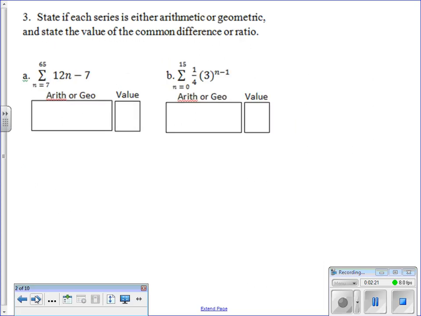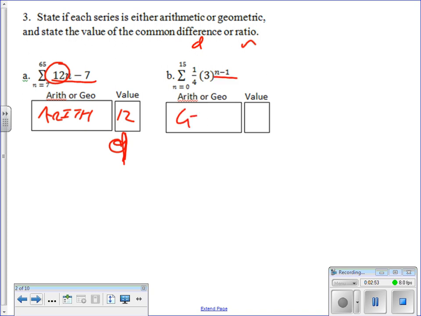Next one, state for each series either arithmetic or geometric, and state the value of the common difference or ratio, either D or R. What's your D? What's your R? Looking at this one, this is in linear form, so it's arithmetic. And D is what I multiply times N. Okay, and it's a D in this case. This one, because I have an exponent, it's geometric, and 3 is my R. That's what I'm raising to the power. So I'm increasing by multiplying by 3 each time.